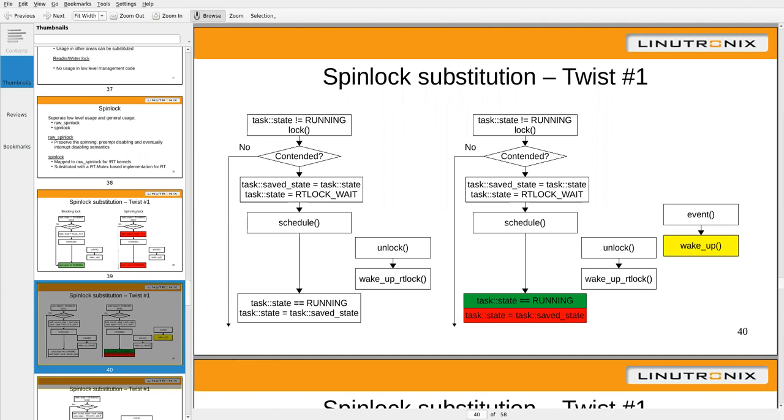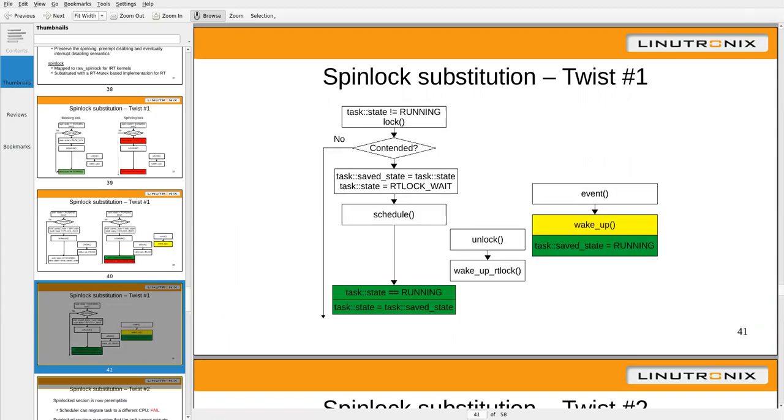But if the event which wakes it up happens in that blocked section where we're waiting for the lock, then the task state of the task should be running when we leave, which is not, because we just restored the state from when we had entered. So here is the full solution to that.